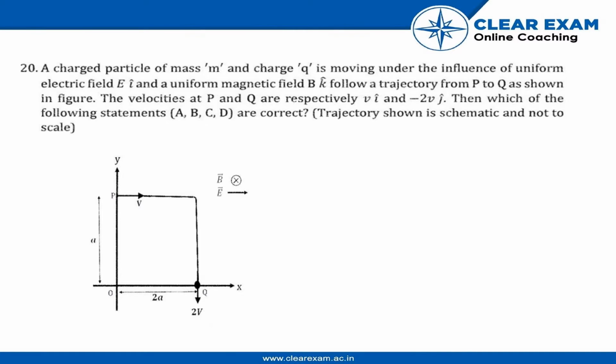A charged particle of mass m and charge q is moving under the influence of a uniform electric field E and a uniform magnetic field B along the y direction, following a trajectory from P to Q as shown in the figure. The velocities at P and Q are respectively v along the x direction and minus 2v along the y direction. Then which of the following statements A, B, C, D are correct?